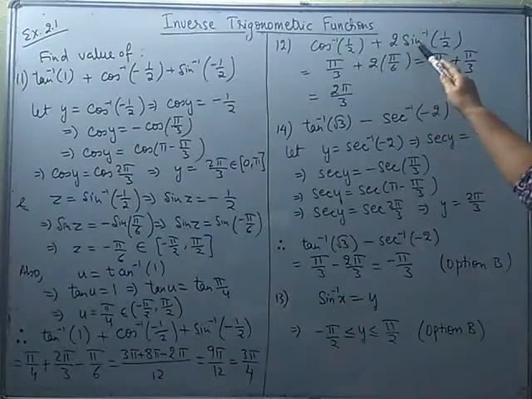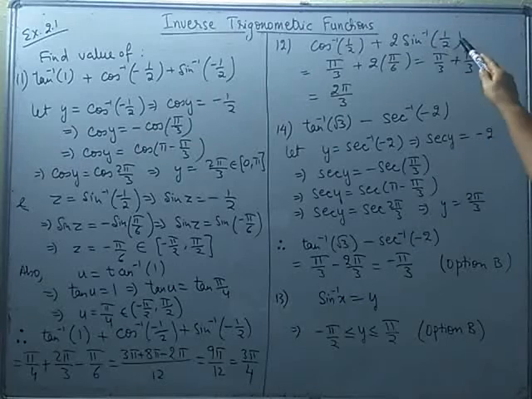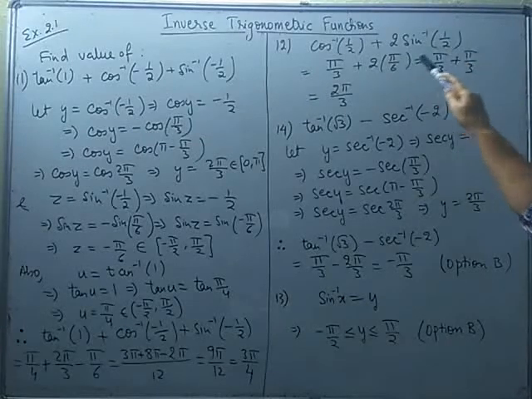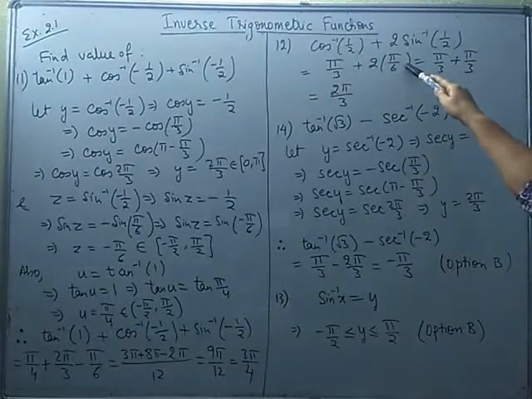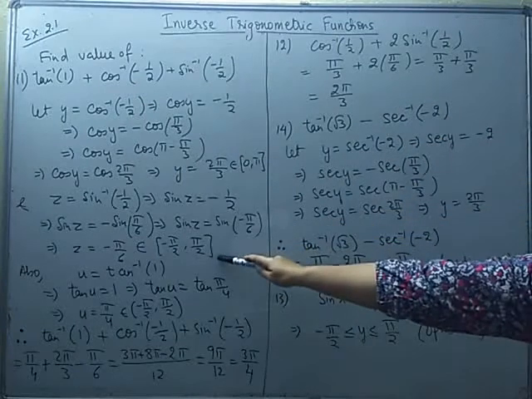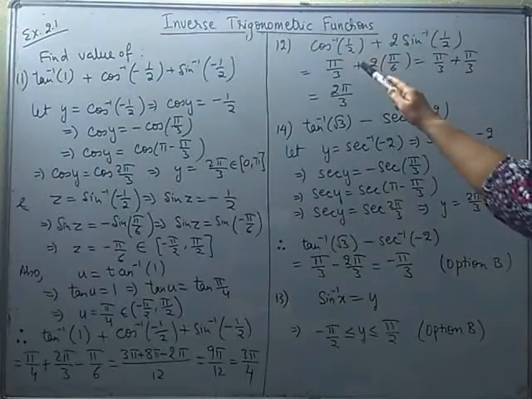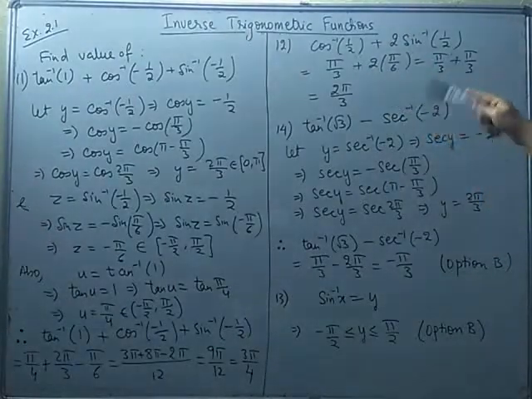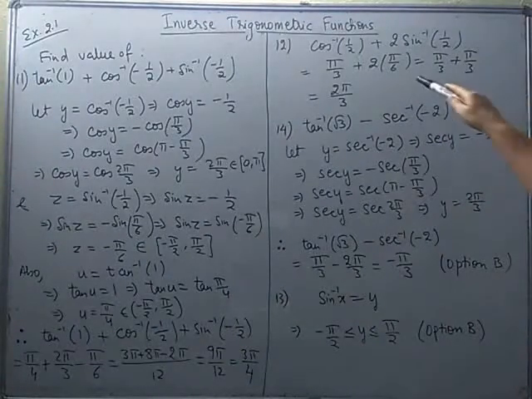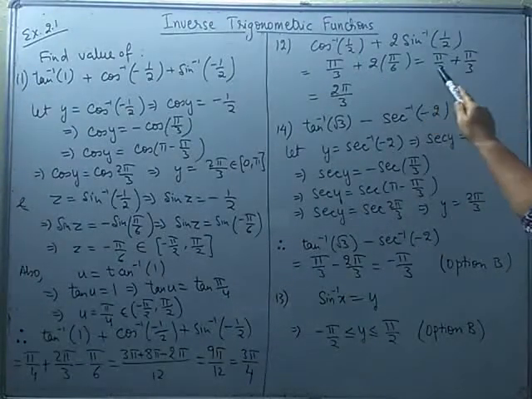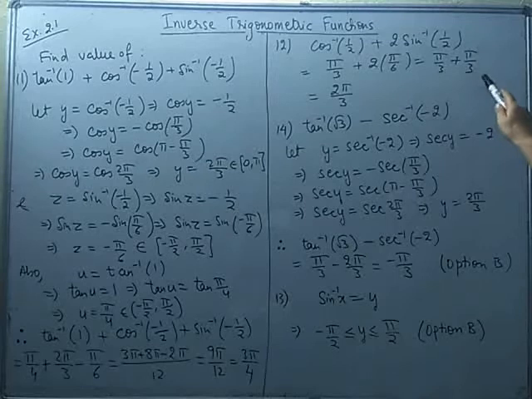Then plus twice of sine inverse 1 by 2. Now sine is 1 by 2 for the angle pi by 6, and this belongs to the required principal value branch, the closed interval minus pi by 2 to pi by 2. So you can replace it. Both principal values are substituted directly. Twice pi by 6 reduces to pi by 3, and the sum is pi by 3 plus pi by 3, which comes out to be 2 pi by 3.